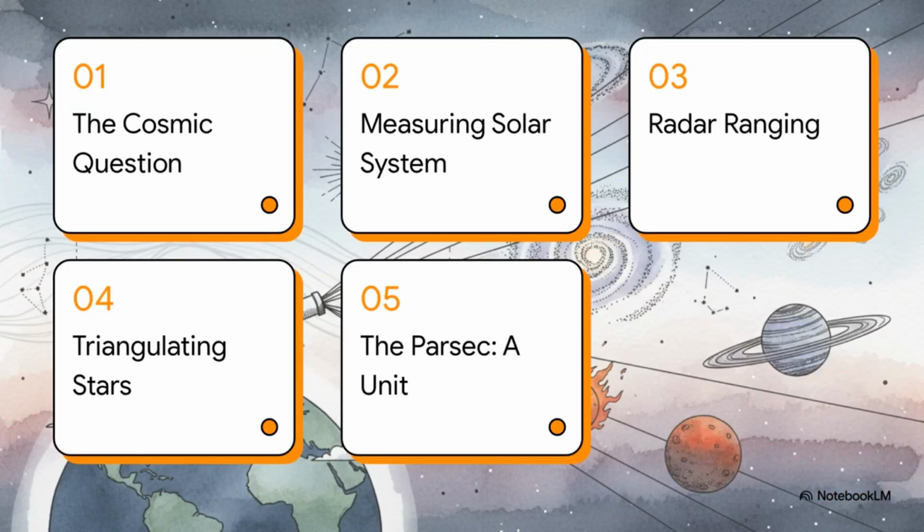Here is our agenda. We'll proceed through these 5 sections, building our understanding of cosmic distance from the ground up. We'll start with the problem itself, then move to our own solar system, before tackling the much greater distances to the stars, which will lead us to a whole new unit of measurement.